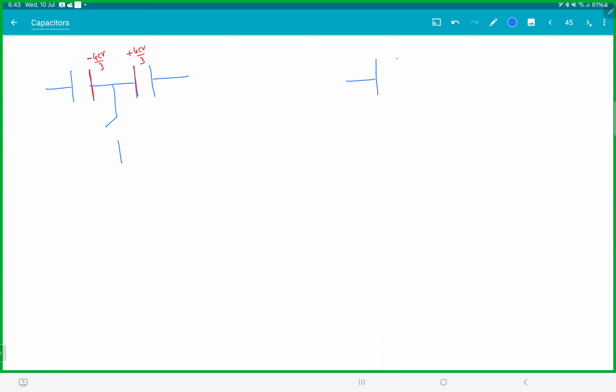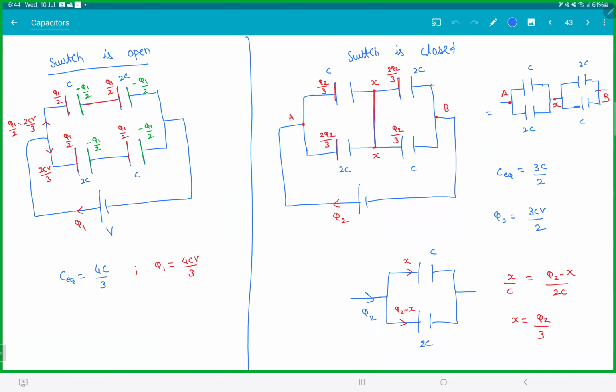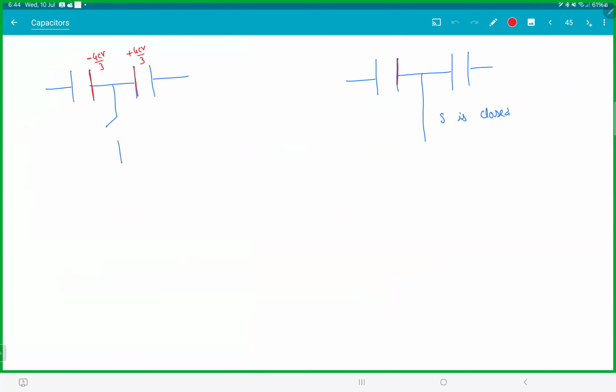When you close the switch, now look at the charges. Now the charge was minus Q2 by 3 and plus 2Q2 by 3. Q2 is how much? 3CV by 2. So CV by 2. So on this, the charge became minus CV by 2. On this, the charge became CV. Is this making sense? These are the charges on the plate.